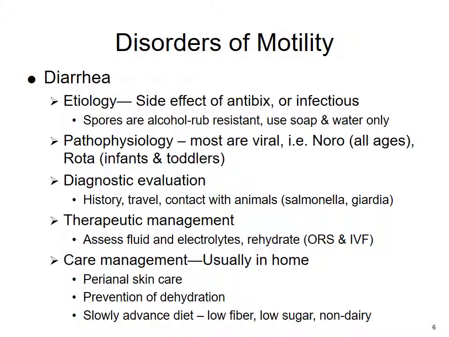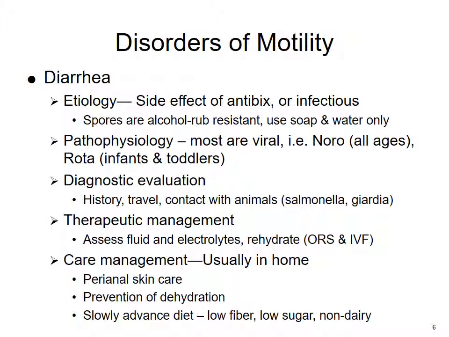When we're doing our diagnostic evaluation for diarrhea, we're going to get the history. When did it start? What led up to it? Traveling recently. Norovirus gets transmitted on a lot of cruise ships. Ebola virus first presents as diarrhea. We haven't had that locally. Hopefully we don't. Contact with animals can cause, in particular reptiles, salmonella, which causes diarrhea, or giardia can also come from animals or from pool water.